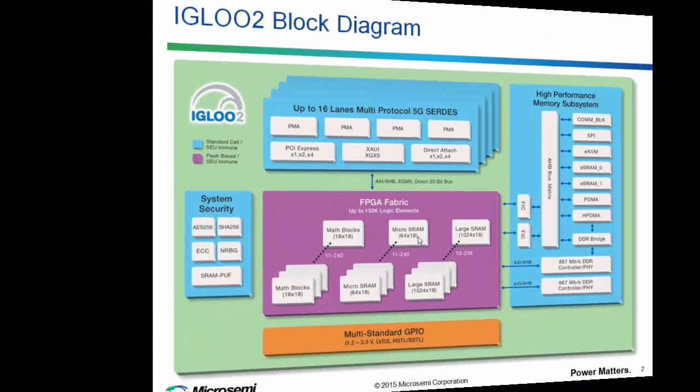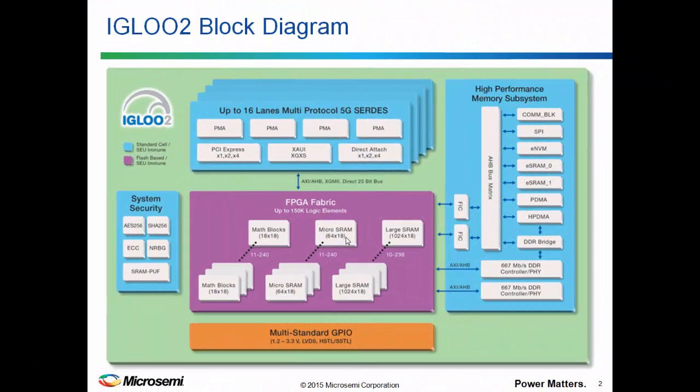IGLOO2 is very similar, but IGLOO2 does not have the Cortex-M3. So some of our customers like the fabric, they like some of the security features and things, but they want a different processor, or maybe they don't need a processor. And so we came out with the IGLOO2 family, which has the same FPGA fabric as you'll see in SmartFusion2. It has the exact same SerDes. It has the same memory controllers, the DDR memory controllers.